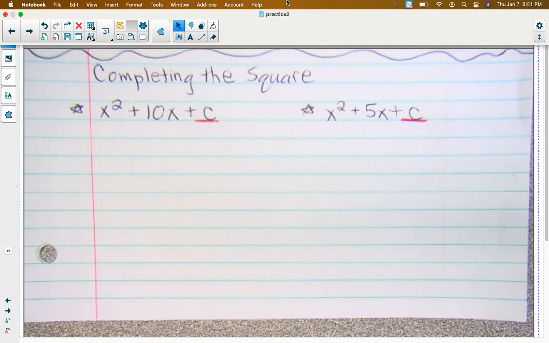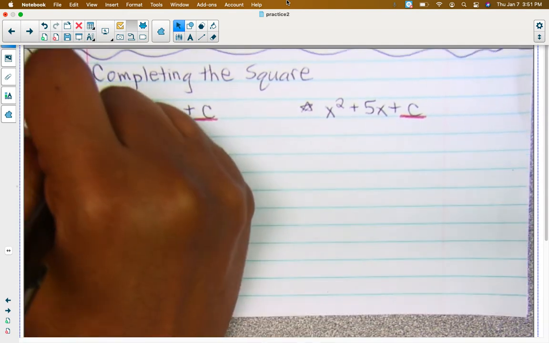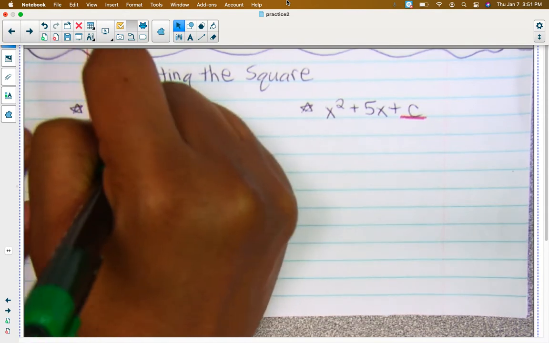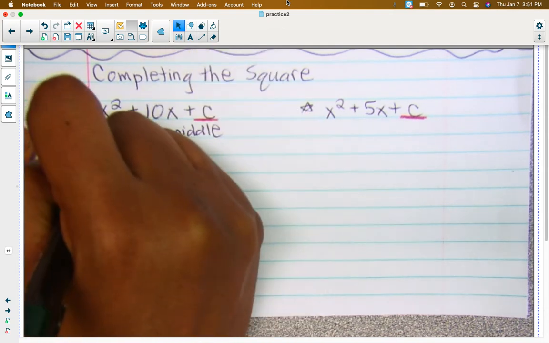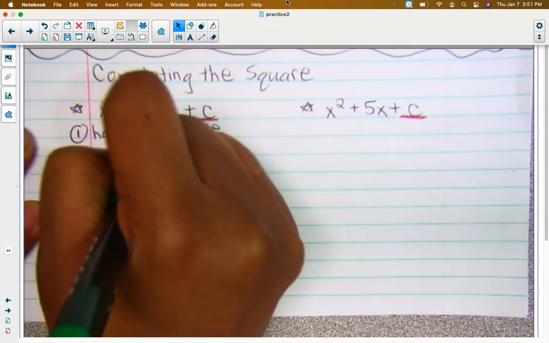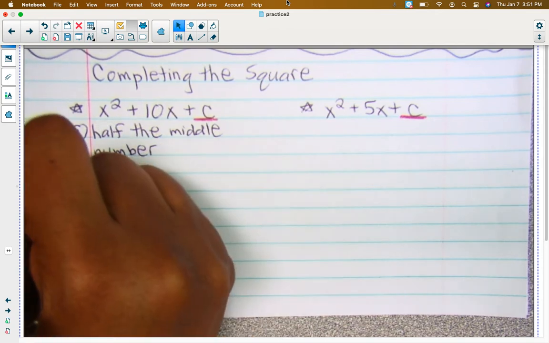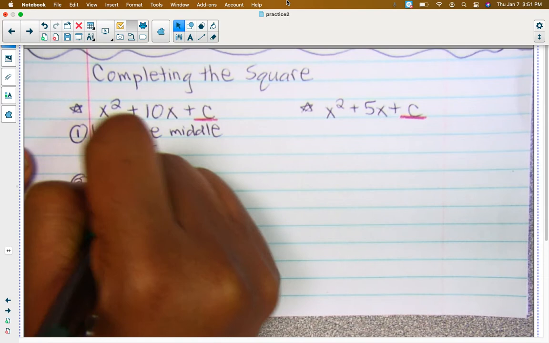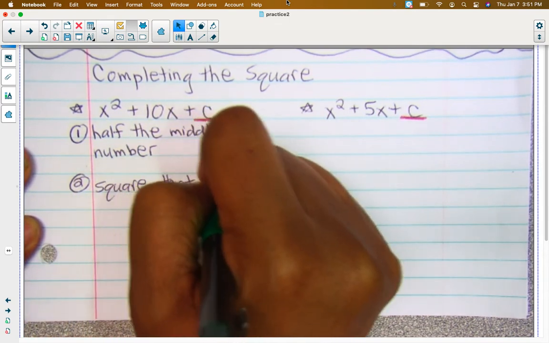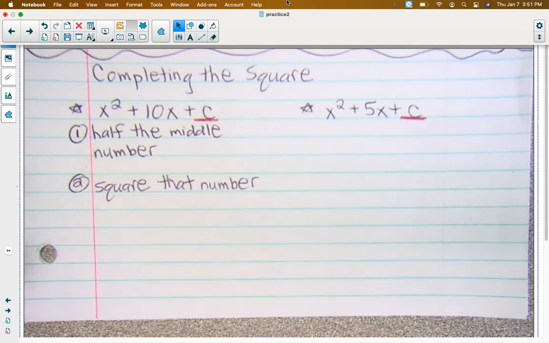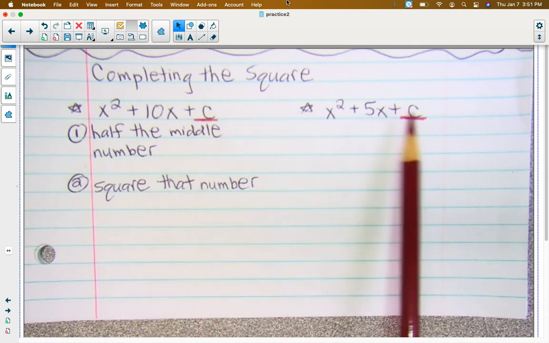So there's two steps. Step 1, take half the middle number. And then step 2, after you take half the middle number, square that number. Okay, so I'm going to use these two steps to go through and find C here and C here.